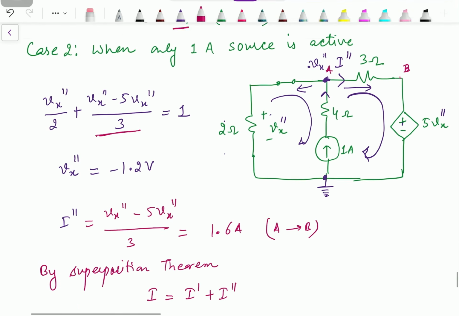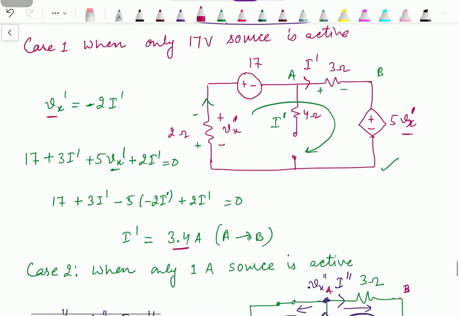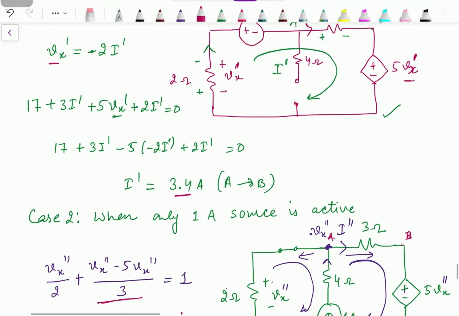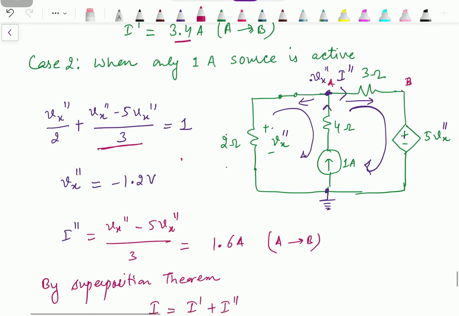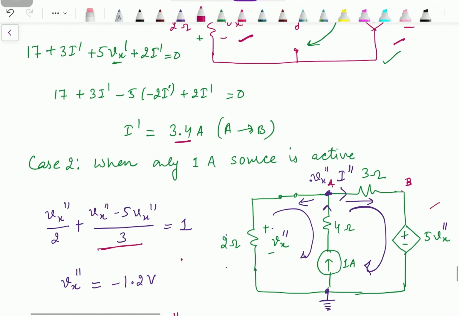Now you need to remember that you can't use the value of Vx dash from the first case in the second case directly. Some of you might feel that we already calculated Vx dash over here, so let's use that value of Vx dash in this formula and calculate. That's not correct, since both the circuits are different. In this case we had a voltage source, in this case we had a current source as the active source. So you need to keep this in mind.